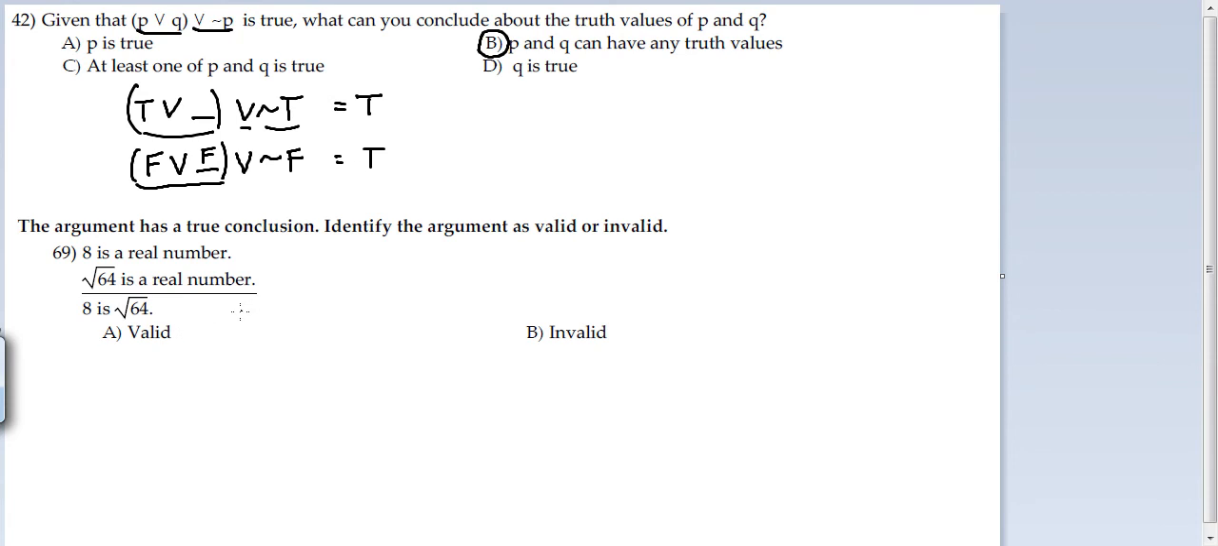Alright, number 69: square root of 8 is a real number, square root of 64 is a real number, therefore 8 is the square root of 64. I can show you how this is an invalid argument by just changing this. Instead of square root of 64, call it square root of 36. Then change that to square root of 36. You see how that argument falls apart.